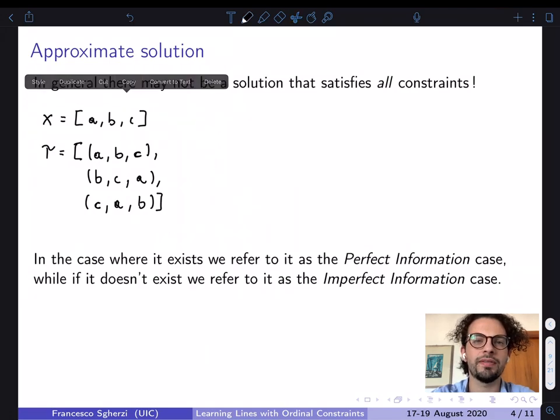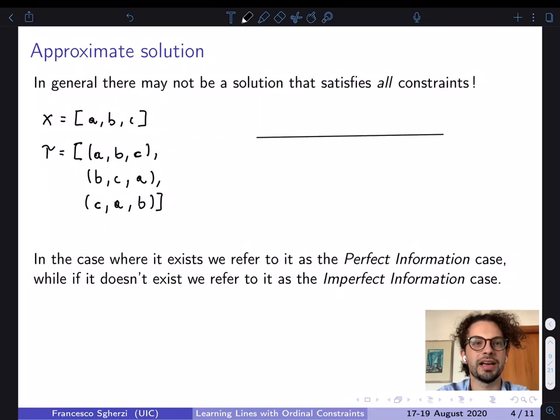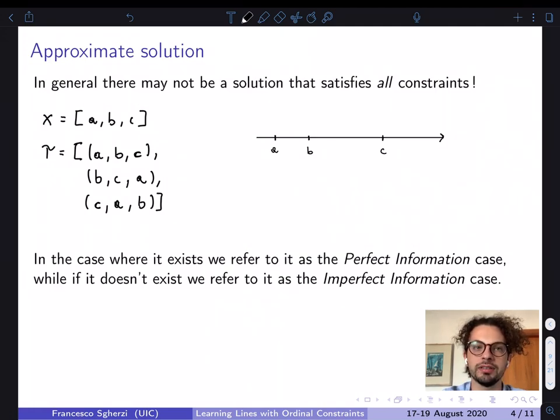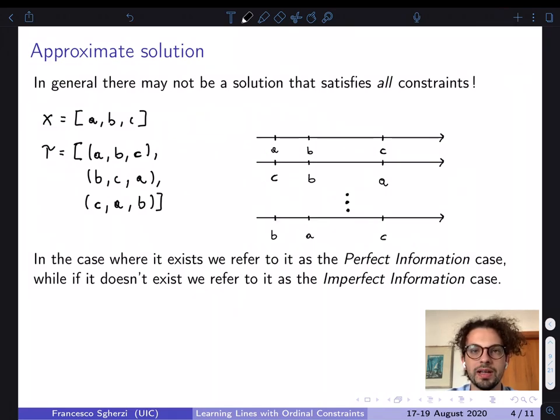Think about the case of having just 3 points and the following constraints. In this case, by exhaustively enumerating all possible embeddings, as seen in this example, one can easily see that, for instance, the first embedding violates the third constraint, the second also violates the third constraint, and the last one violates the second. In the case where a solution that satisfies all the constraints exists, we refer to it as the perfect information case, while if it doesn't exist, we refer to it as the imperfect information case.